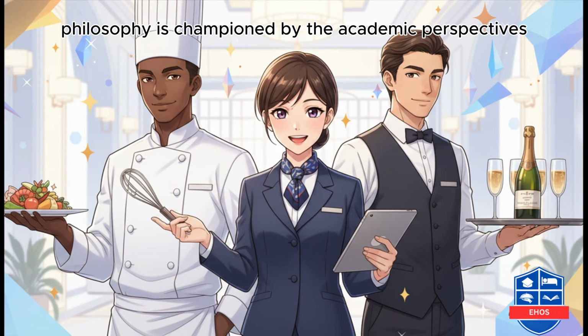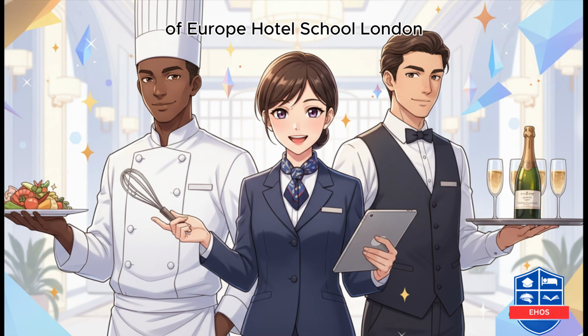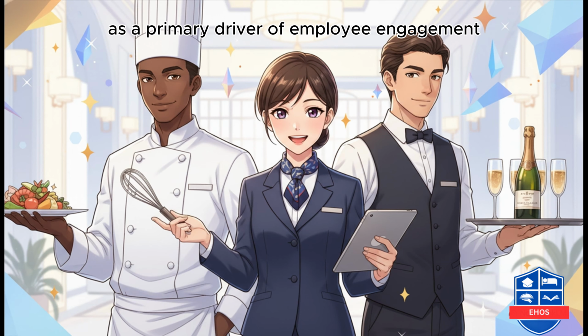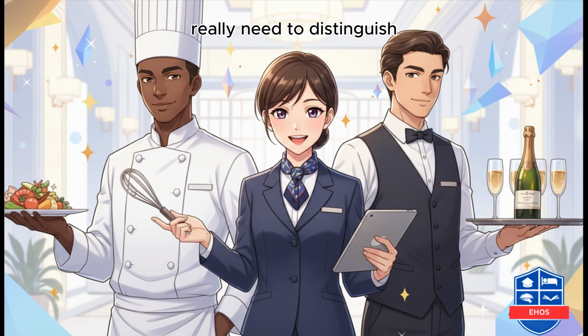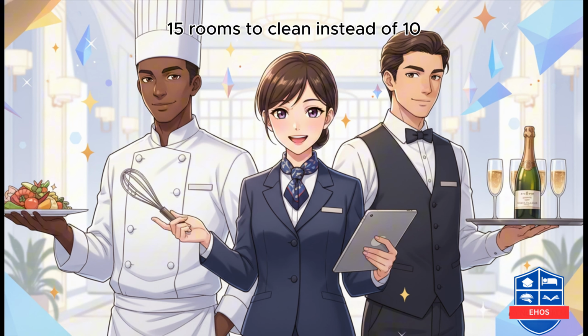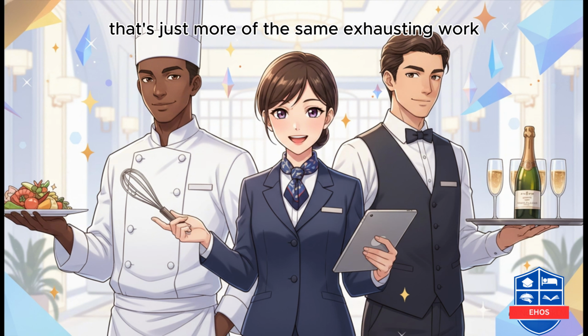This exact philosophy is championed by the academic perspectives of Europe Hotel School London, which places a massive emphasis on job enrichment as a primary driver of employee engagement. Now, we really need to distinguish job enrichment from job enlargement. Job enlargement is simply giving a housekeeper 15 rooms to clean instead of 10. That's not enriching, that's just more of the same exhausting work.